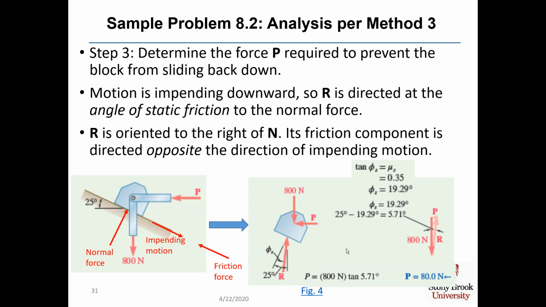Motion is now impending downward. So you calculate the friction angle as 19.29 degrees, but now you're subtracting it from 25 degrees. So the net angle of R with respect to the 800 Newton force is only 5.71 degrees. P, the force required to keep it from moving back down, is only 80 newtons, far less than the other forces. The force of static friction is acting to prevent the block from sliding down the incline. So you, as the one applying force P, don't have to push so hard anymore because now friction's helping you.